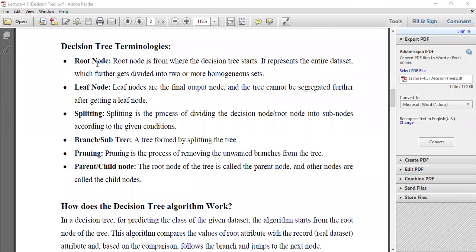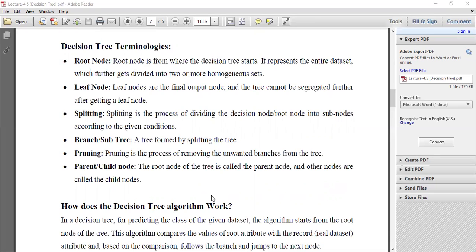These are the terminologies we use in decision tree. First is root node. Root node is where the decision tree starts. It represents the entire dataset, which further gets divided into two or more homogeneous sets. Leaf node. Leaf nodes are the final output node, and the tree cannot be segregated further after getting a leaf node. Splitting. Splitting is the process of dividing the decision node or root node into subnodes according to the given condition.